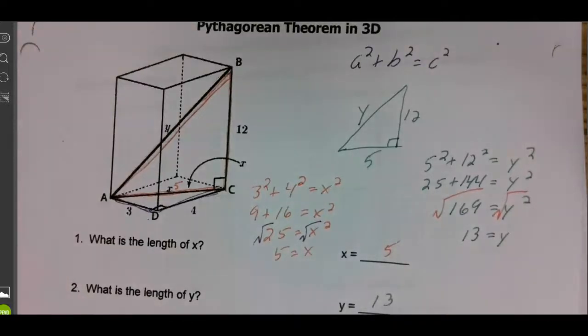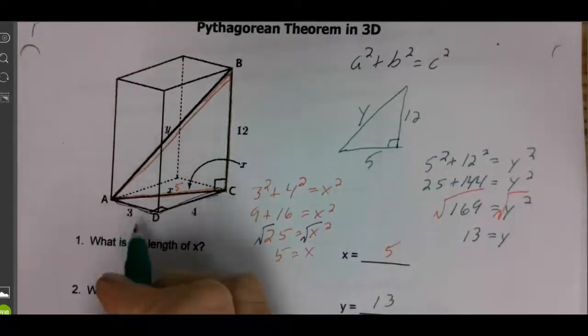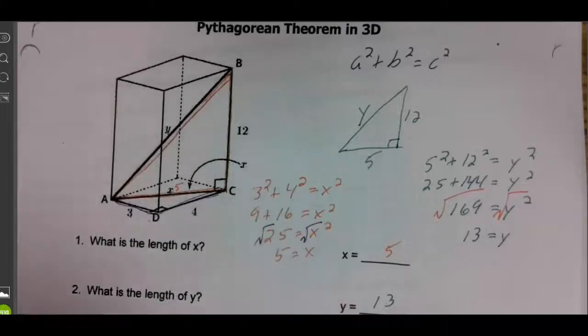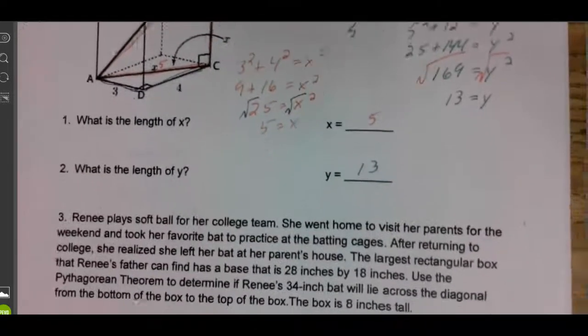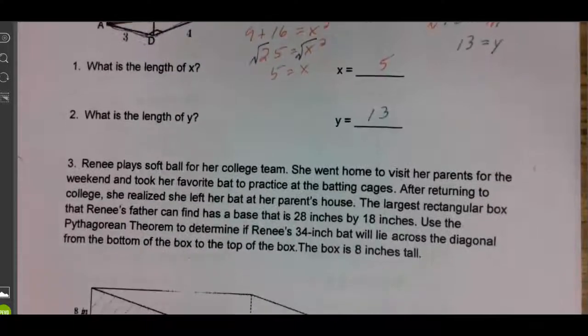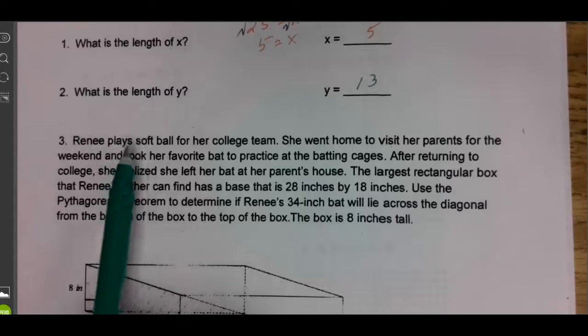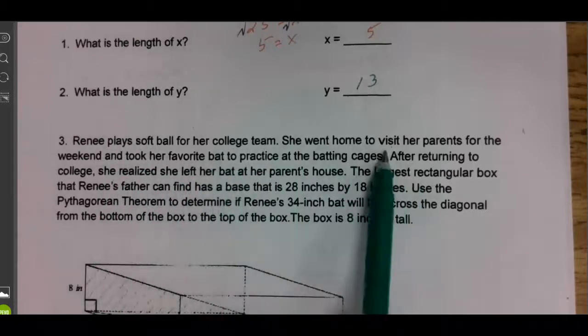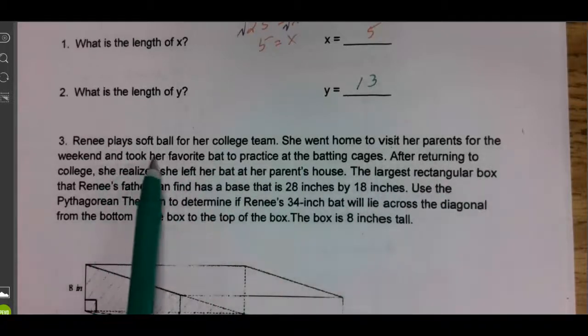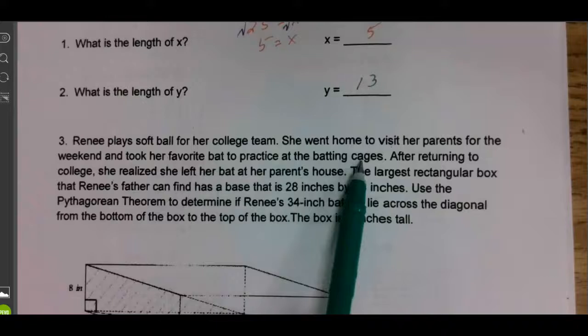Okay, side note. These are what are called Pythagorean triples. See how it's a 3, 4, 5 triangle and a 5, 12, 13? Those are Pythagorean triples. Yeah, it's all kinds of cool stuff. You'll get to learn later on as we go. Okay, of course, now they want to put it into words, but they were nice enough to give us a picture, too. Renee plays softball for her college team. She went home to visit her parents for the weekend and took her favorite bat to practice at the batting cages.